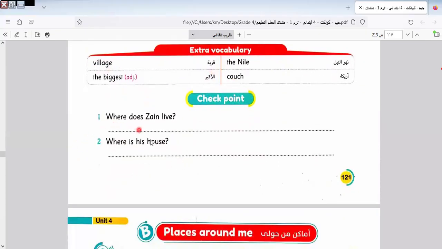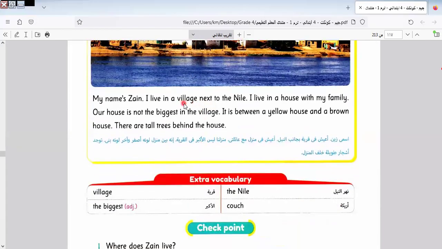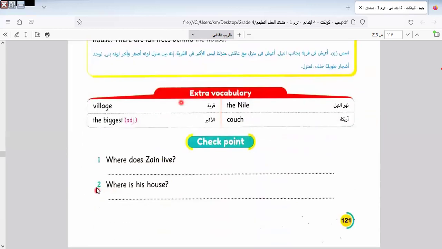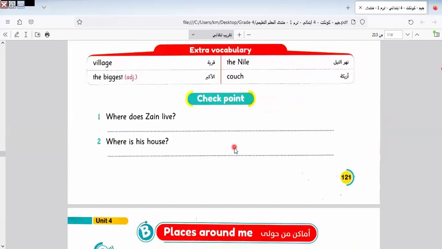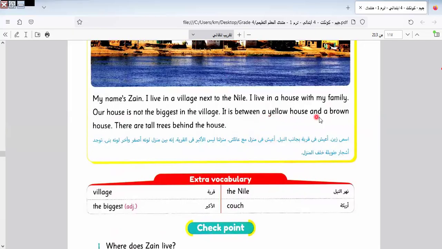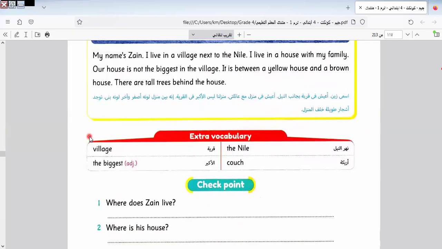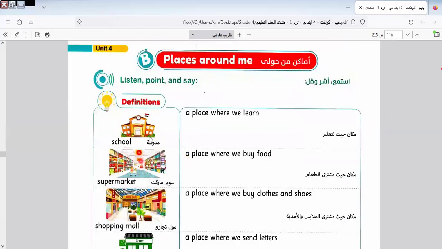So where does Zain live? Zain lives in a village next to the Nile. So here I ask by where, I ask about the place where we live. Where is his house? It is between the yellow house and the brown house. I'm letting you say this. So you are clever pupils. Let's go to another one here.